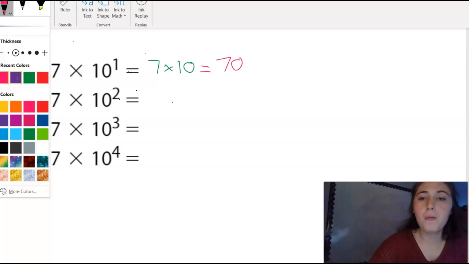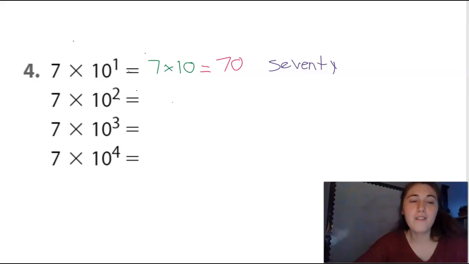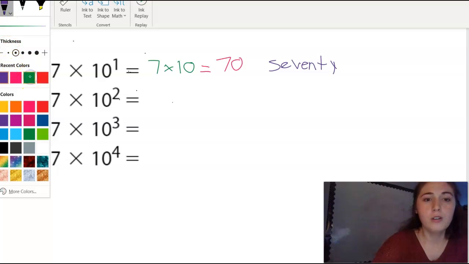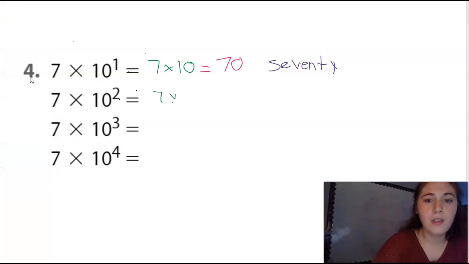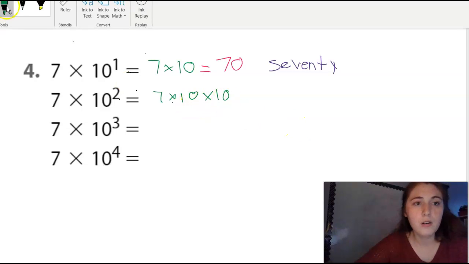And I'm going to pull out my purple to write it in word form. 70. Now I'm going to do that for 7 times 10 to the second. So I'm going to pull out my green. So I know I have 7, and then my exponent's 2. So I'm multiplying 2 factors of 10. I look at this. I know 10 times 10 equals 100.